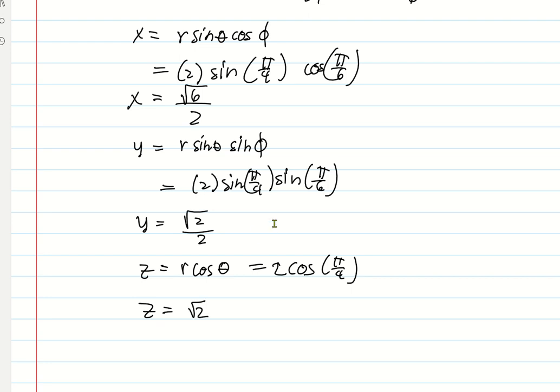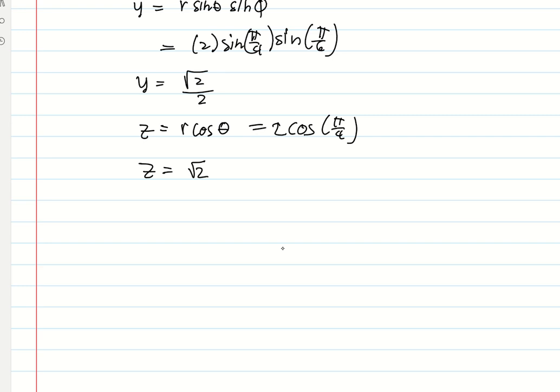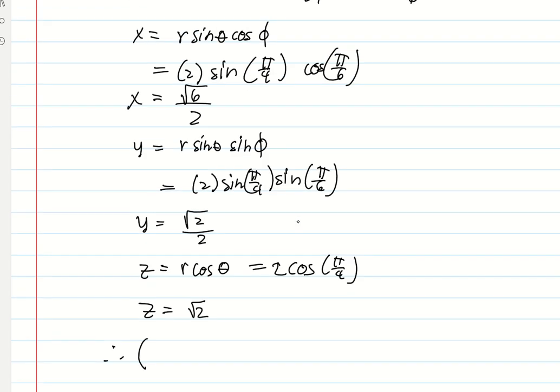So this is now our coordinate in rectangular. It is the square root of 6 over 2 for x, then we have the y coordinate, the square root of 2 over 2, and we have z, the square root of 2. So this is in rectangular.